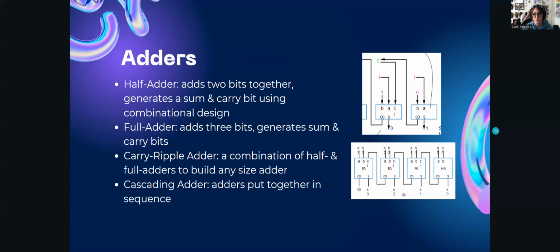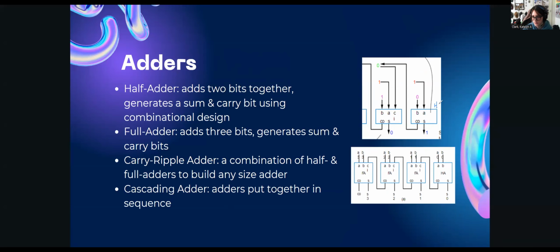Okay, next up we've got adders. So a half adder adds 2 bits together. This right here is the half adder. This little block here. So it'll add these 2 input bits together. This will be the sum of those 2 bits, so 0 and 1. The sum is 1. And the carryover is 0 because there's nothing to carry there.